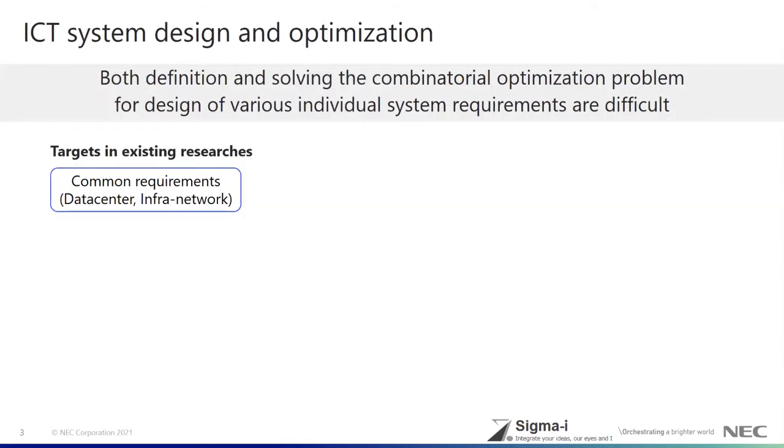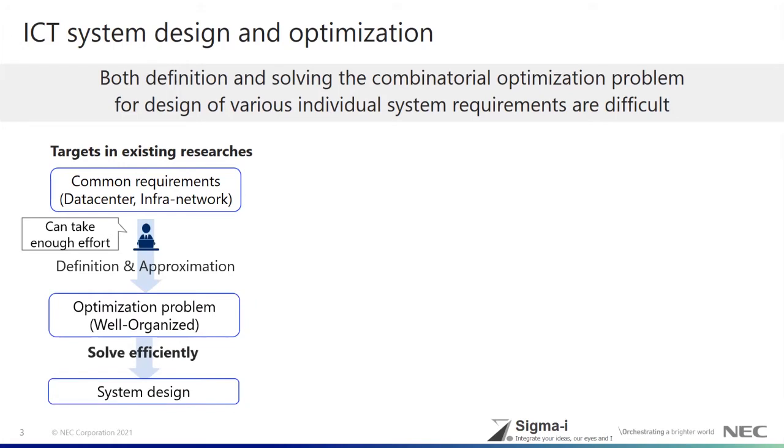In existing research, the targets of system design are basically common requirements. The developer can take enough effort for definition and approximation of the optimization problem. The problem will be well organized. As a result, it can be solved efficiently.